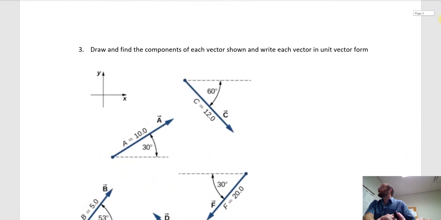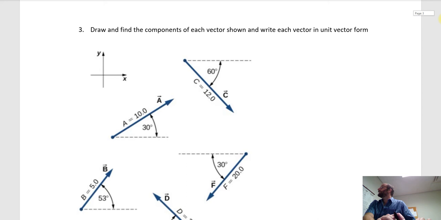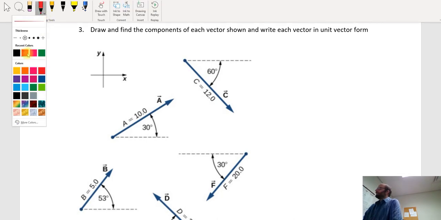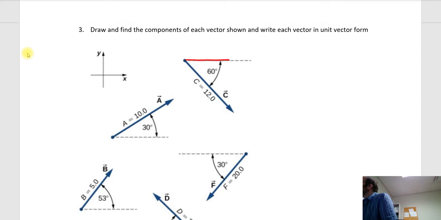Number 3, draw and find the components of each vector shown and write each one in unit vector form. So I'll go ahead and get one of these going for you. I'm just going to pick one here. I'll talk about C. All right, so vector C is 12 units long at negative 60 degrees, or you could say 60 degrees clockwise from the positive x-axis. To draw its components, one way to do that might look something like this. I would call that Cx, Cy.